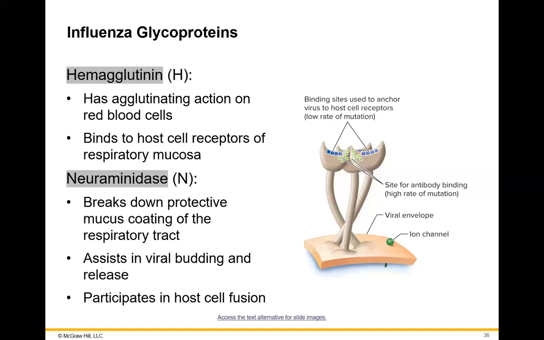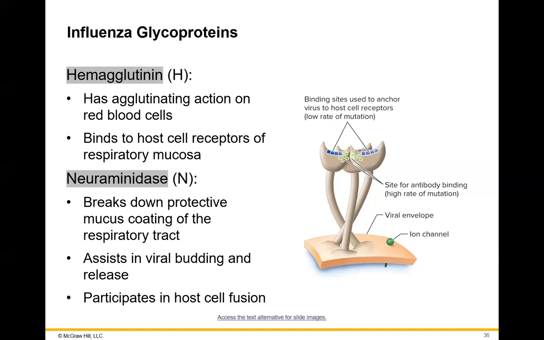So on the outside, we have the H and the N. It helps us define what kind of virus we're dealing with as far as flu goes. Hemagglutinin, agglutination is like sticking together. So with hemagglutinin, we're sticking to red blood cells. We're also sticking to other tissues in the body, especially in the respiratory area, to get into those respiratory system cells. So hemagglutinin is our entry, the spike that lets us get in.